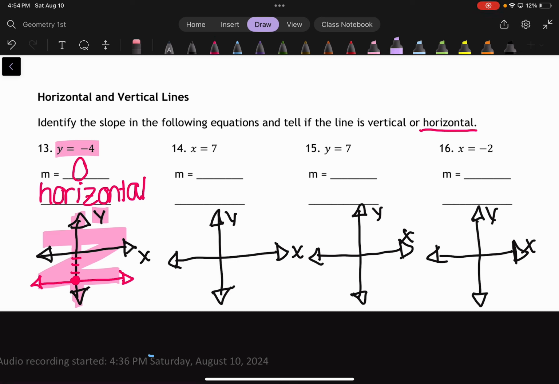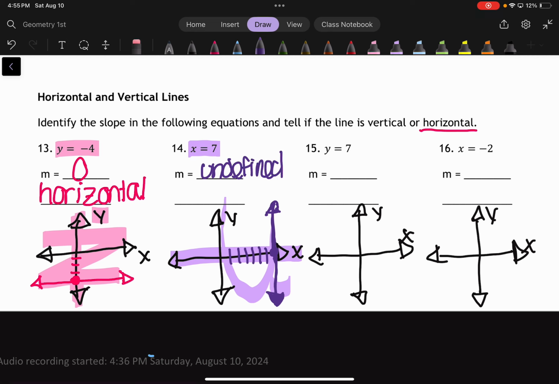For the next one, we have X equals 7. So we identify our X-axis, which is right here. We find where 7 would be. So 1, 2, 3, 4, 5, 6, 7. We make our point on it, and then we make a vertical line this time, up and down, going through the X-axis at 7. This is everywhere where X is equal to 7. And so this time, this is a vertical line, and you can make the letter U. So your slope for this one is undefined. And this is a vertical line.